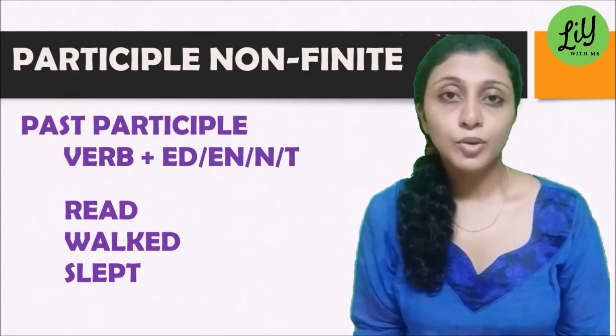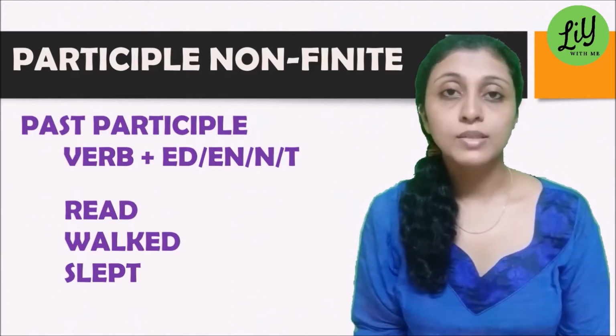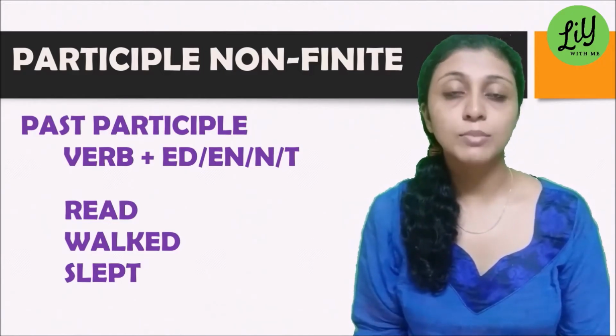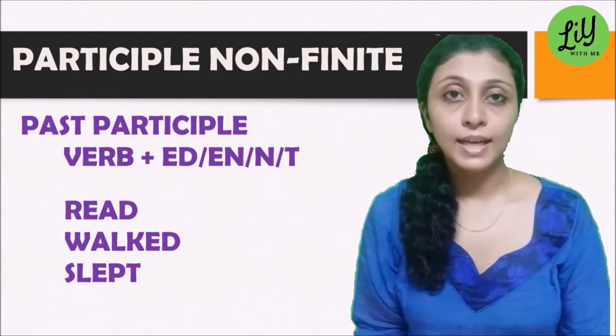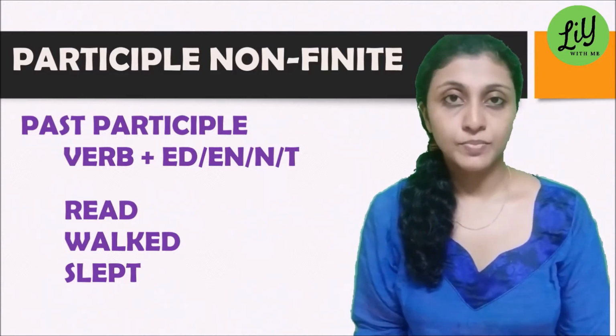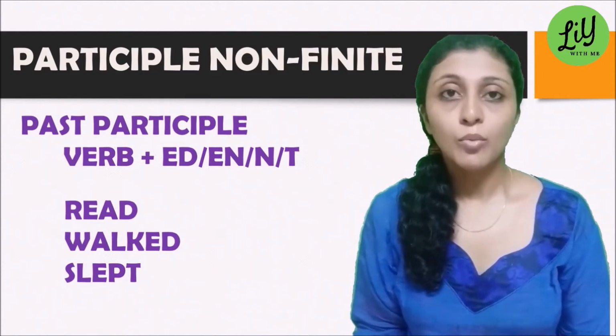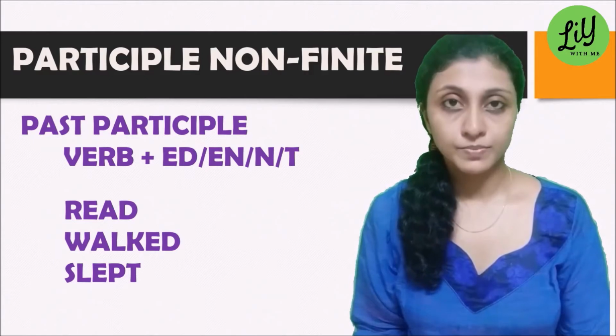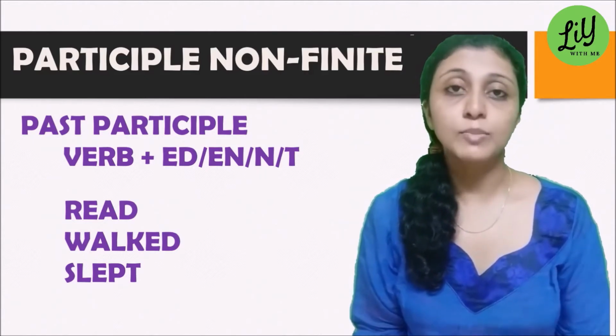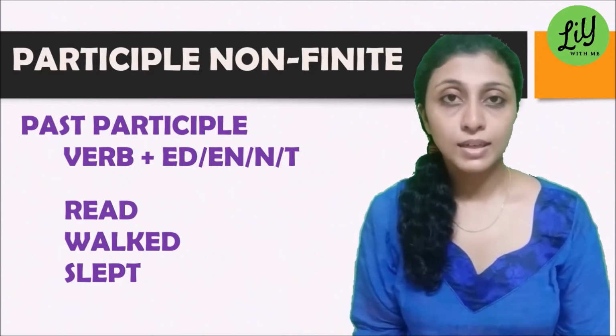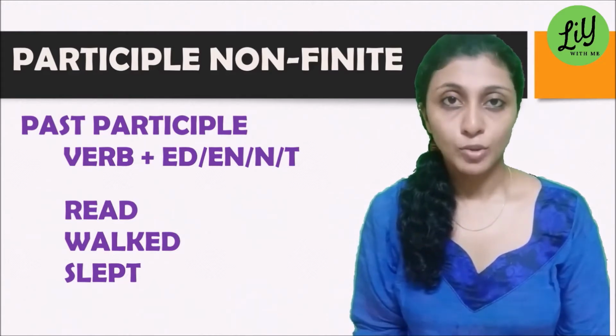But this is for regular verbs. In the case of irregular verbs, you find that the past participle is formed by adding an en, t, etc. So if it is read, it would be read. If it is walk, it would be walked. If it is sleep, it would be slept. So all these are the past participle forms.